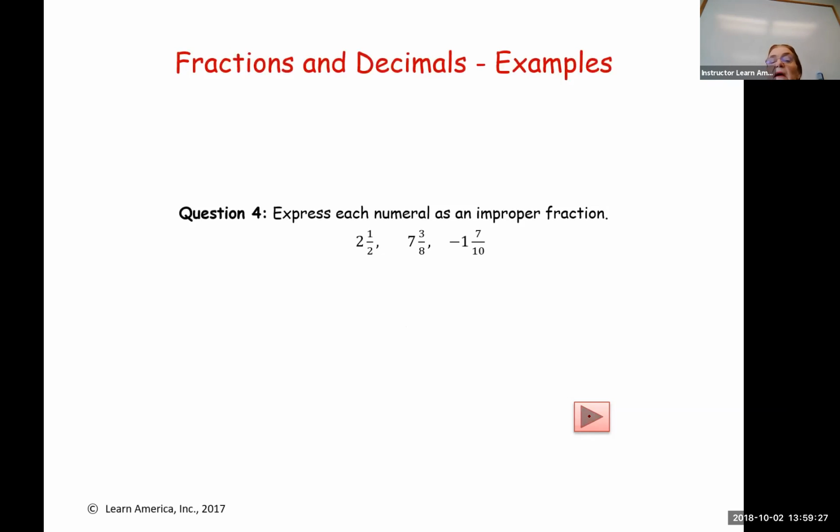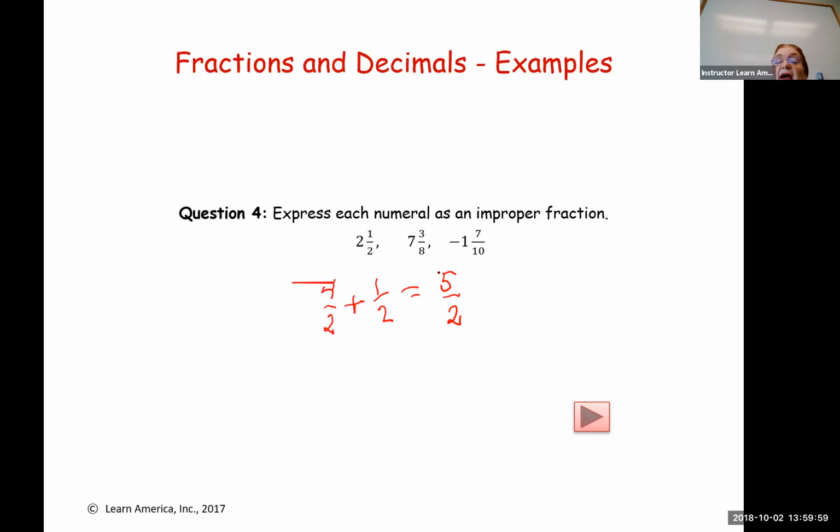Now, a number is called an improper fraction if it doesn't have a whole part and a fractional part. It is only a fraction. So for example, because 2 is 4/2, when we take the 4/2 from 2 and we add it to the 1/2, we get 5/2, and that is the improper fraction. The improper means that the numerator is higher than the denominator. So 2 and 1/2 would change to 5/2 in the form of an improper fraction.